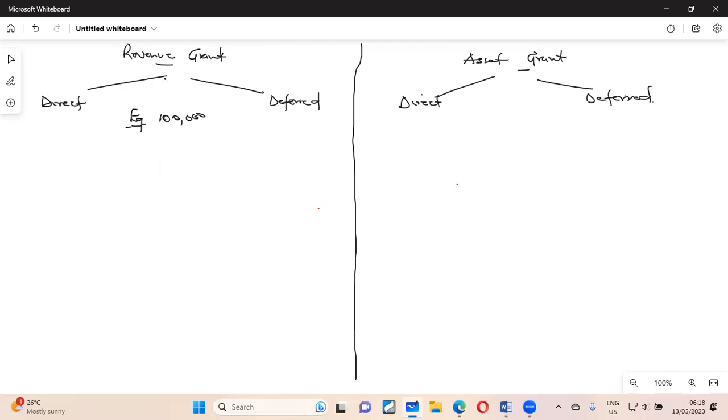A grant of 100,000 for an expense. A revenue grant is for an expense. The entity is going to incur an expense of 120,000, and the government has given them a grant of 100,000. Okay, how will you treat it?